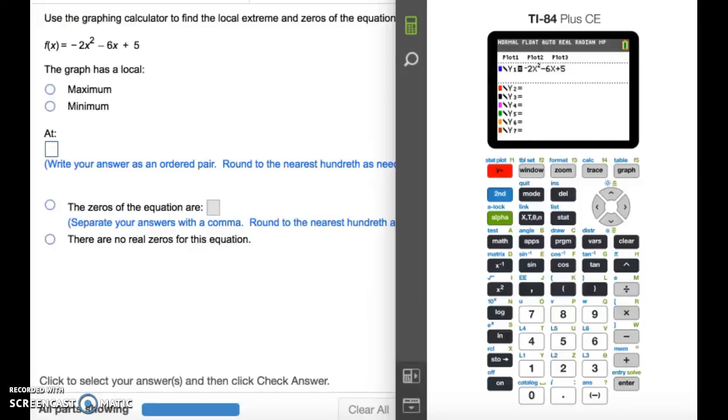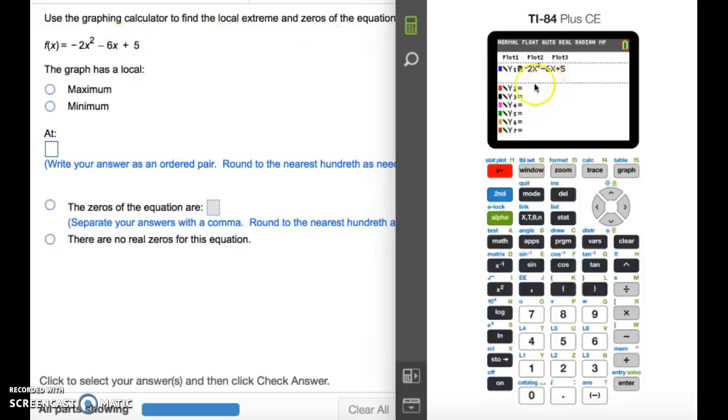I just wanted to record this quick little video to show you a different way of finding the zeros of the equation. It seems like most people can find the maximum or minimum by doing second trace, but the zeros are a little bit harder with the left bound and right bound. And recently somebody else showed me an alternative that seems to be a little bit easier for students, so I wanted to share that with you.